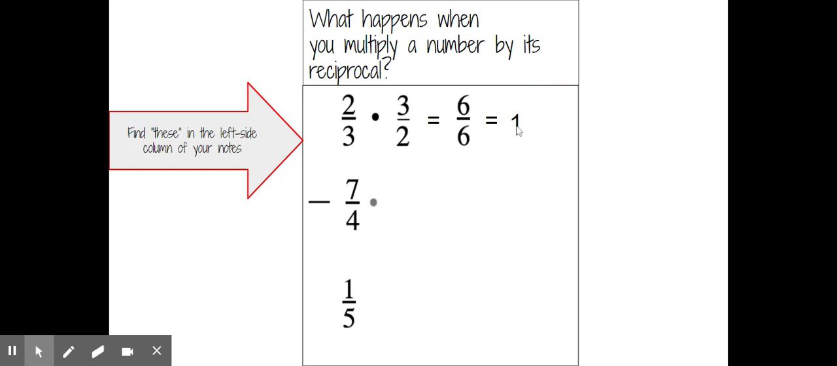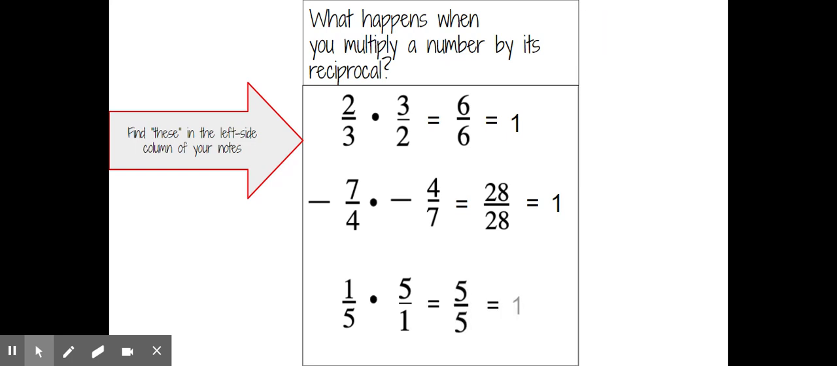All right, let's look at the next one, -7/4. What if I multiply that by its reciprocal? If the fraction's negative, the reciprocal is going to be negative also. So this would be -4/7. Now, if we multiplied straight across, we know a negative times a negative is a positive, and I'd have 28/28, which is the same thing as, of course, 1. The last one, 1/5. If I multiplied it by its reciprocal, that would be 5/1. And if I just went straight across and multiplied, I would end up with 5/5, which also equals 1.